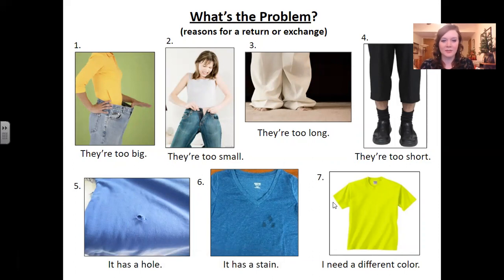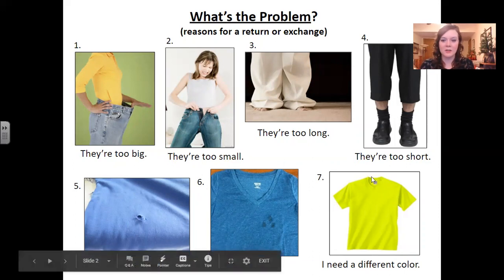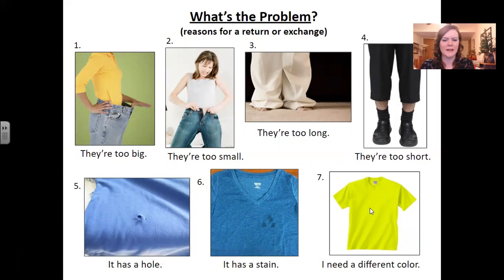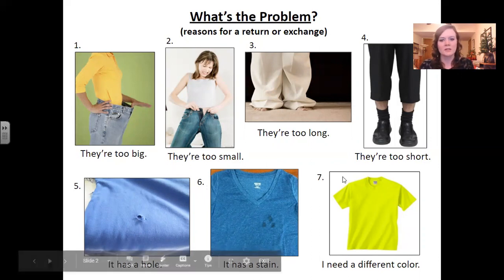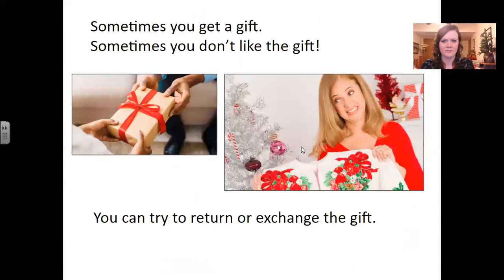Number seven, I need a different color. So maybe you buy yellow, but later you decide, I don't like yellow. Maybe I want a black shirt or a blue shirt, a different color. So these are some reasons why we make a return or exchange.